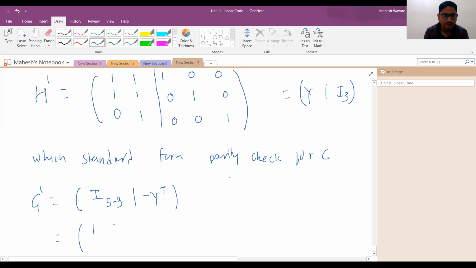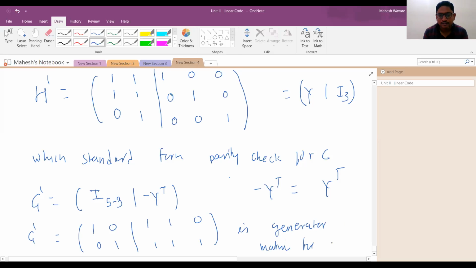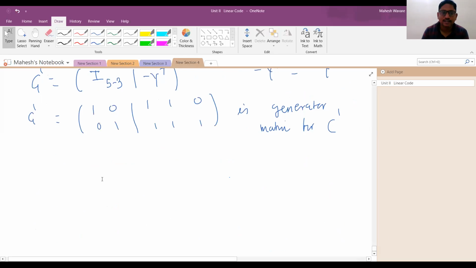So it is I2, meaning 1 0 0 1. Now what is minus Y transpose? In binary, minus Y transpose is nothing but Y transpose. So the first column becomes the first row, and the second column becomes the second row. So G dash is a generator matrix, not for C, but for some code. You can call this code C dash. And since the permutation is done, C and C dash are equivalent. You got all of this?